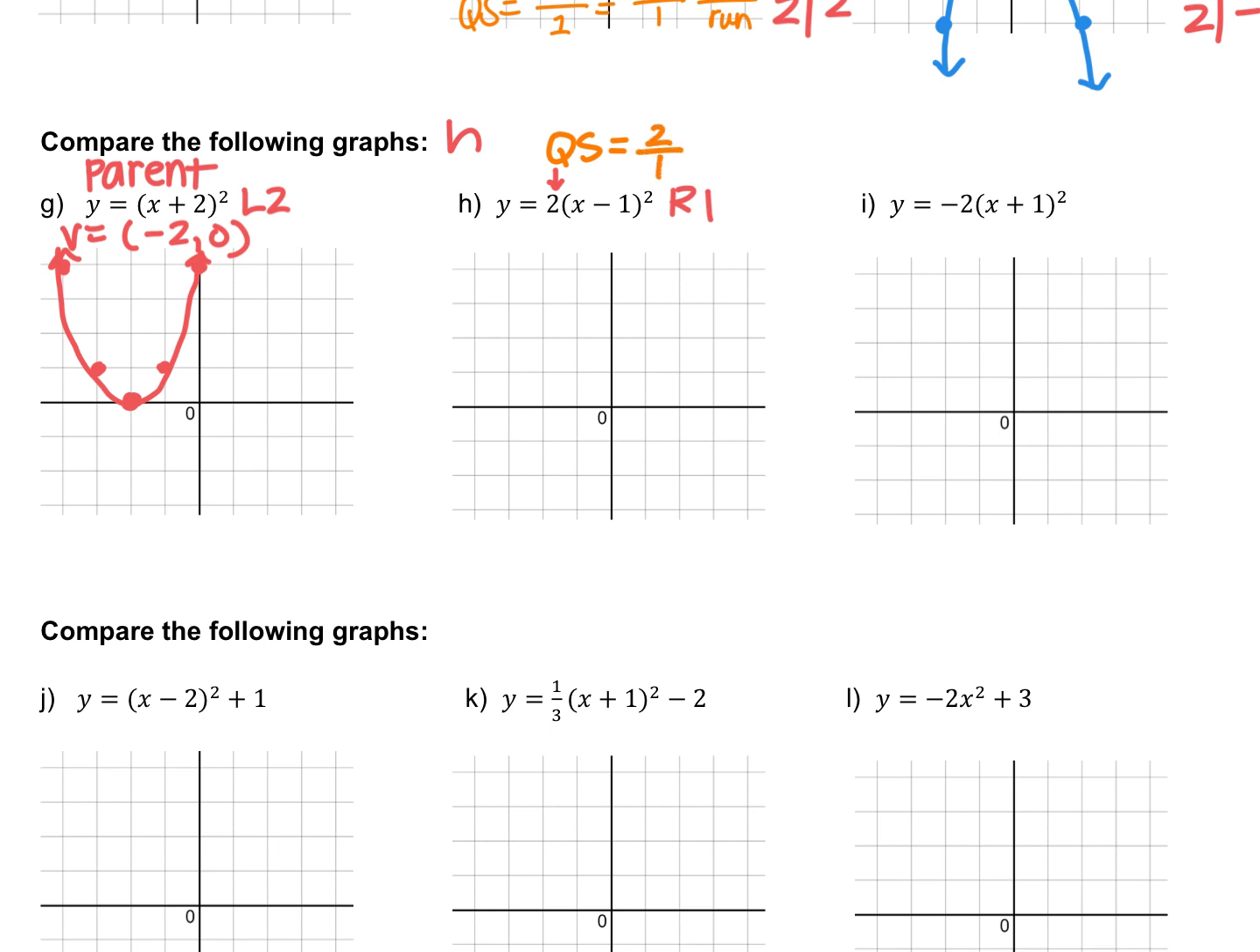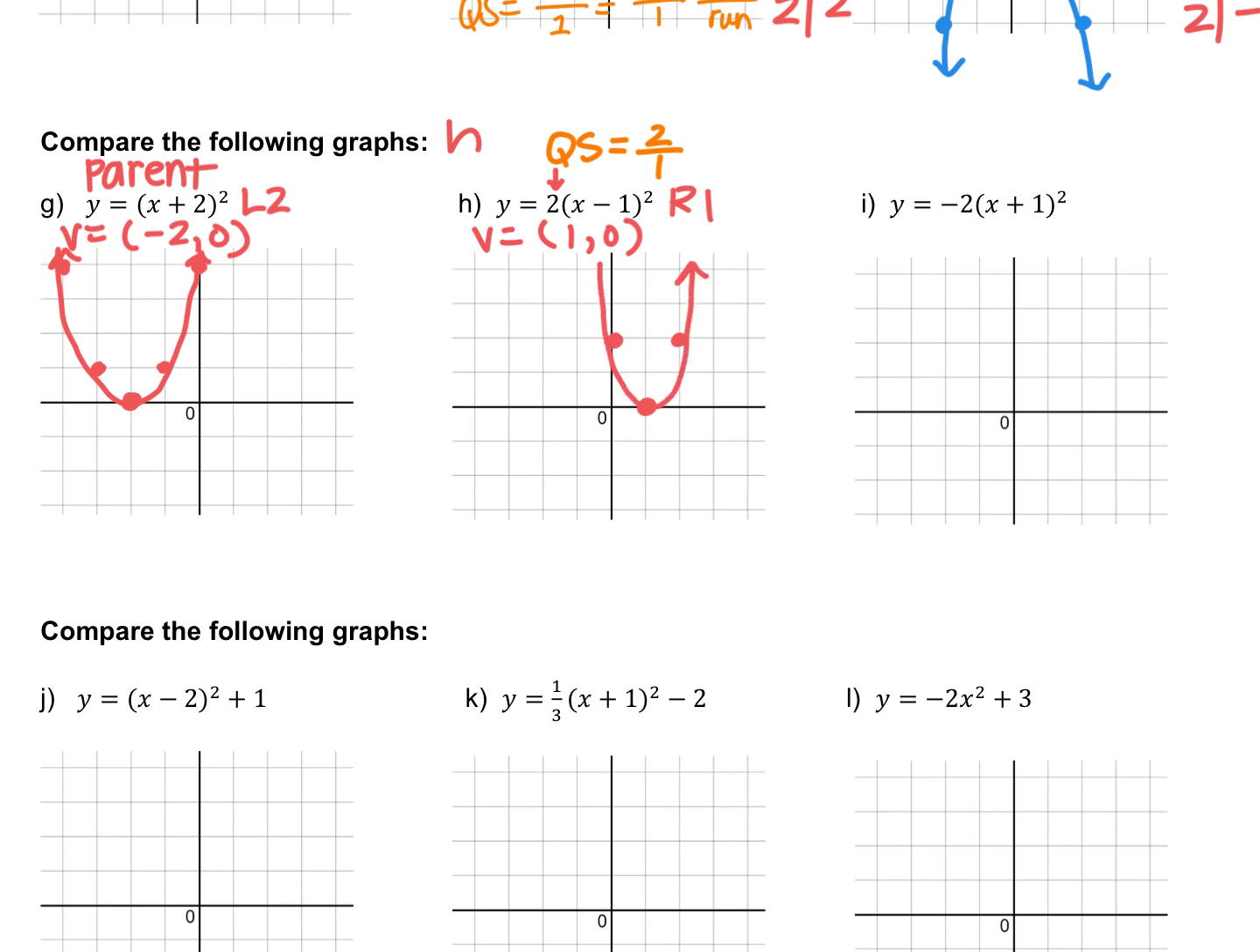Okay, so you ready to use quote slope? So we're going to go right 1. Here's our vertex. So our vertex is now at 1, 0. And then from our vertex, we're going to use quote slope. So from our vertex, we're going to go up 2, right and left 1. And there are our points. So H is our vertex.